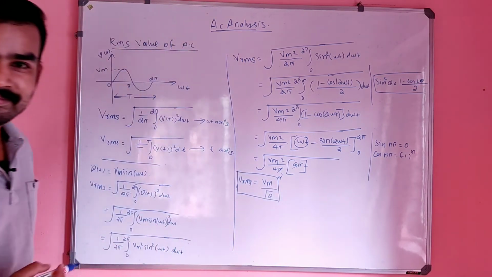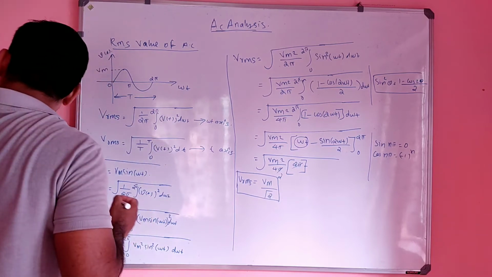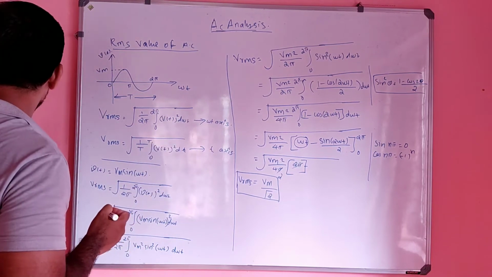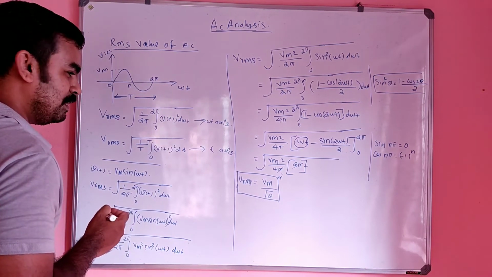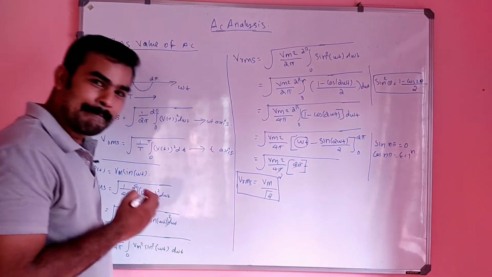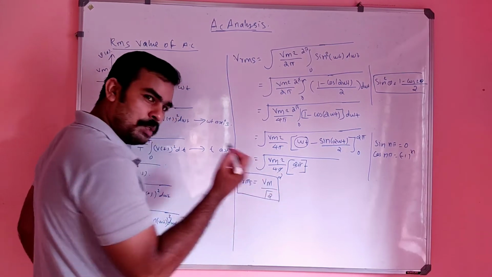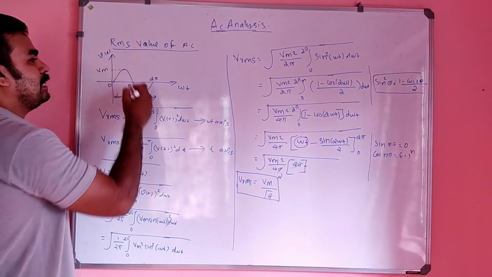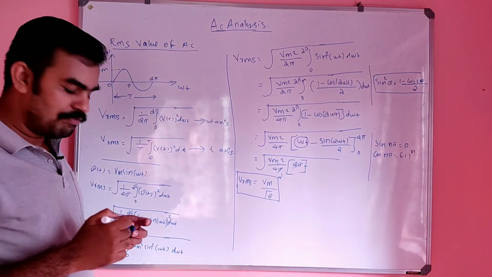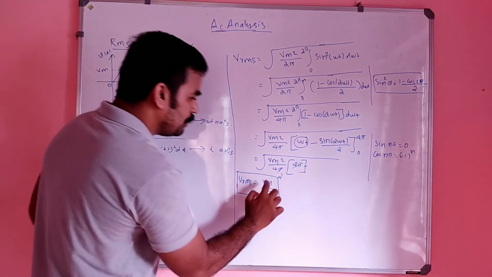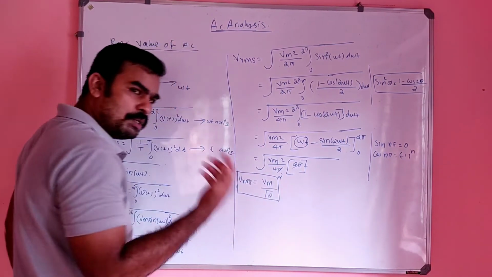Vm by root 2. What is the meaning of this? Vrms equal to Vm by root 2. The RMS value is equal to Vm by root 2. What is Vm now? The maximum value of the sine wave is considered to be Vm, right? So it is the maximum value of the sine wave divided by root 2.